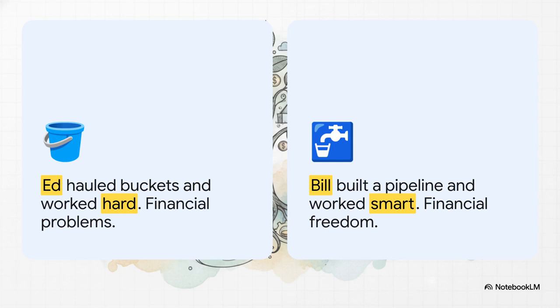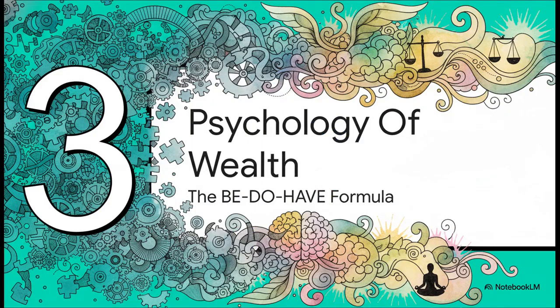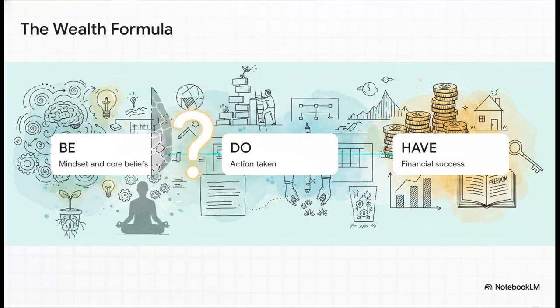So the really big question you have to ask yourself is, are you building a pipeline or are you just hauling buckets? All right, moving right into Section 3, the psychology of wealth. This is huge because changing from the left side of the quadrant over to the right side is a deep emotional and psychological shift, not just a technical one. Kiyosaki emphasizes this incredibly powerful formula: be, do, have.